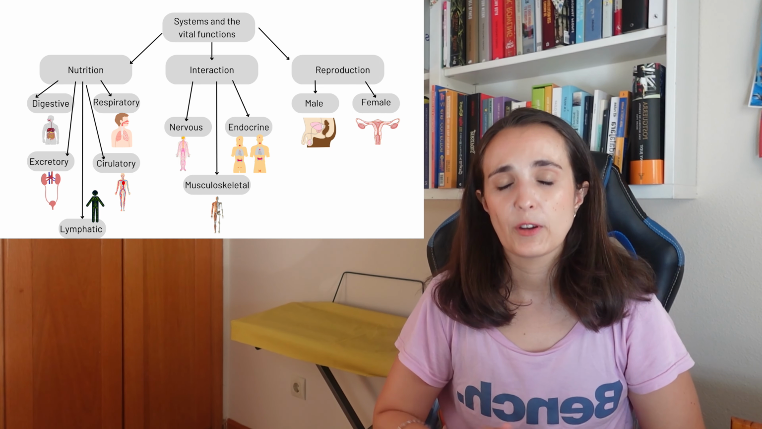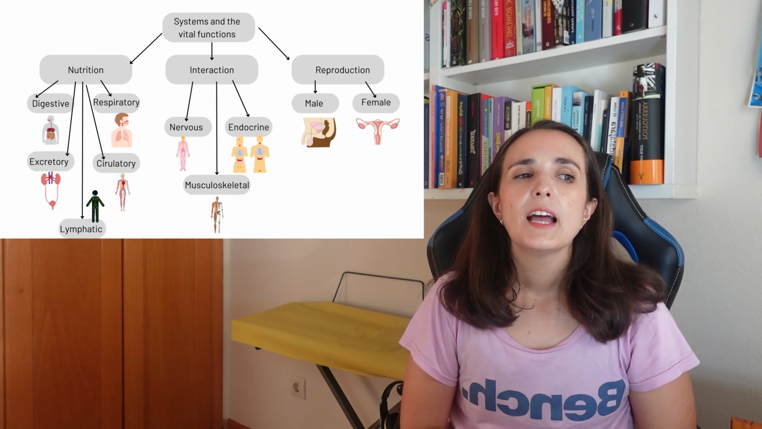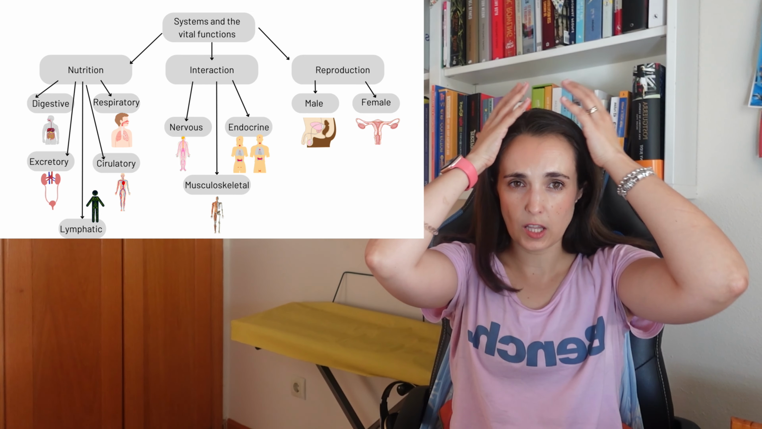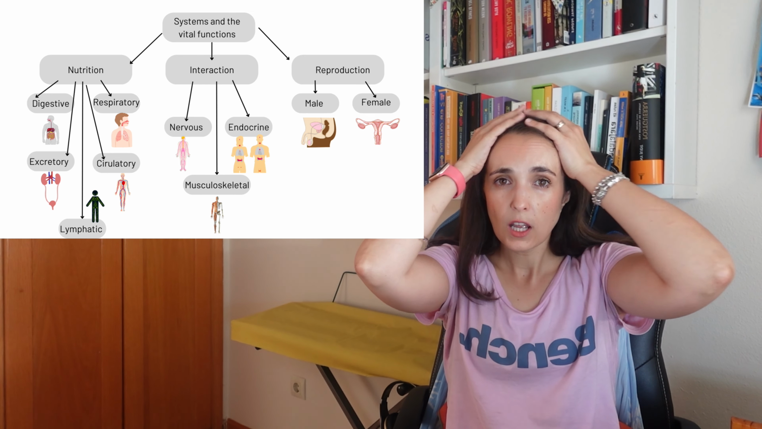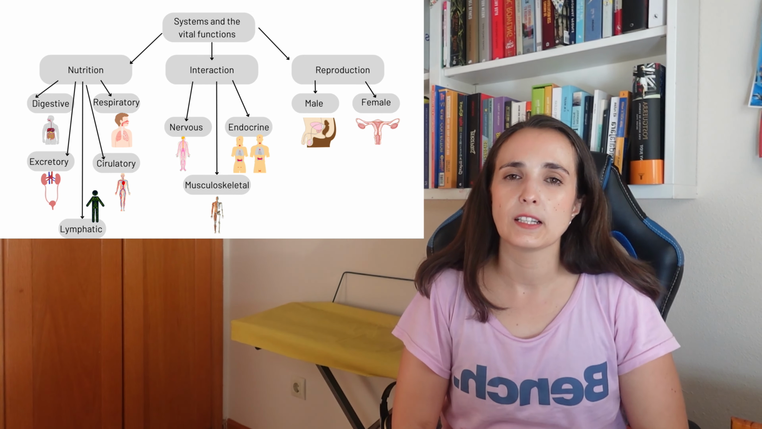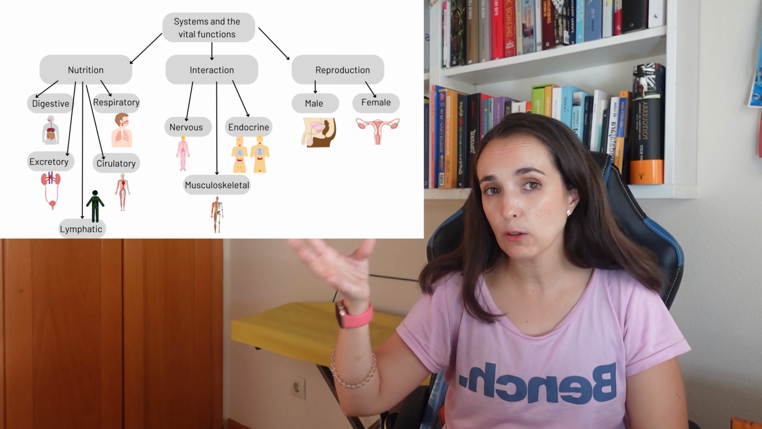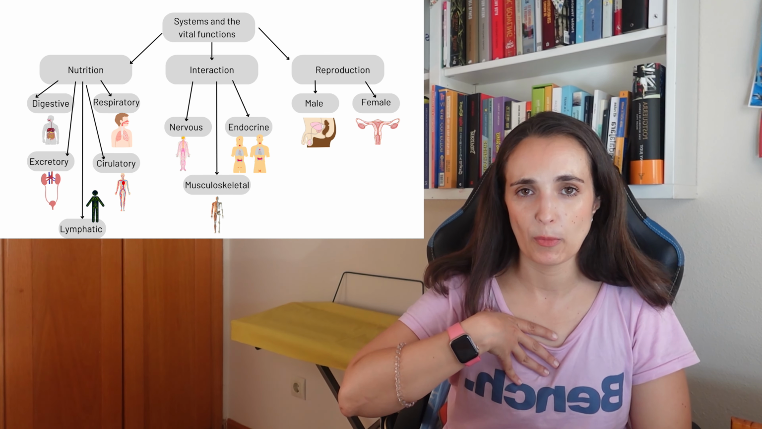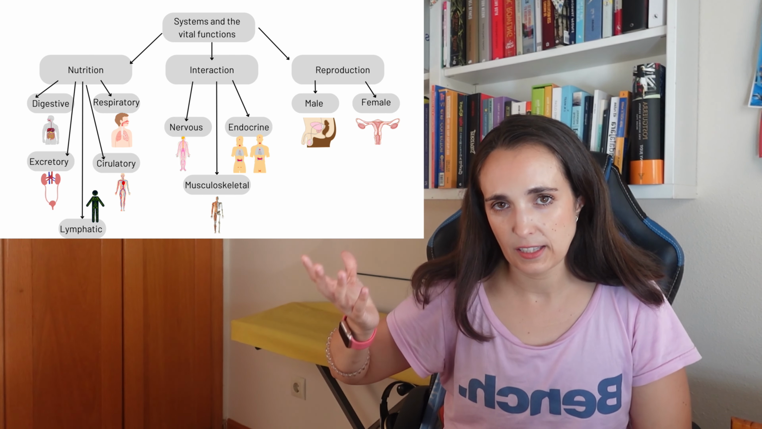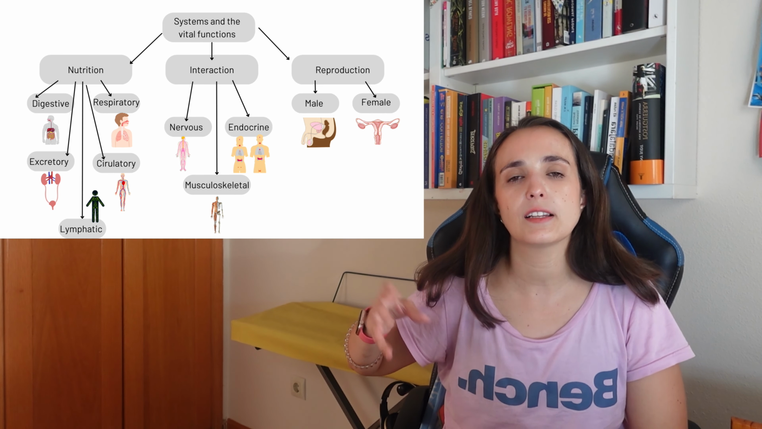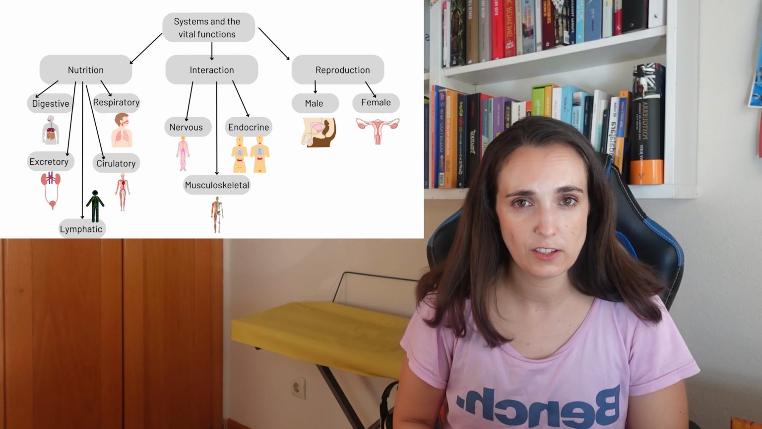Okay? And regarding the interaction function, we have three main systems, okay? We have the nervous system, which is the one in control of coordinating, getting information from the outside or the inside of our bodies, coordinating the answer and giving the order to perform that answer.